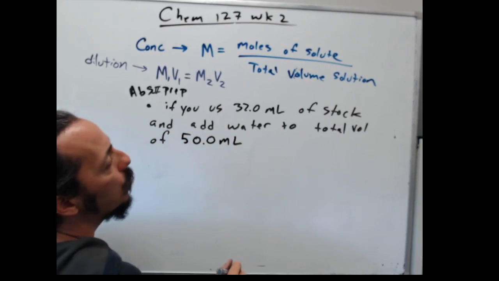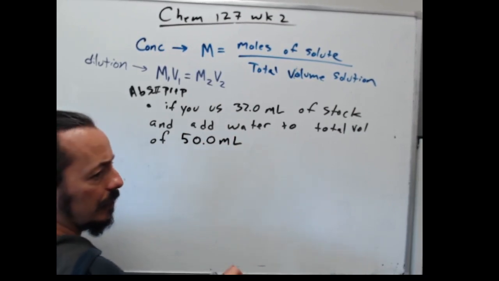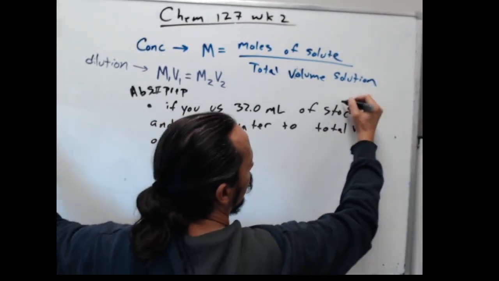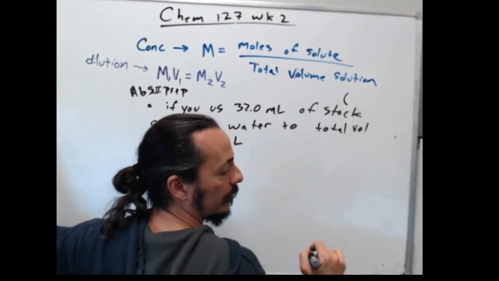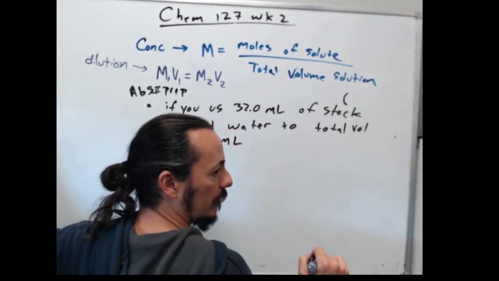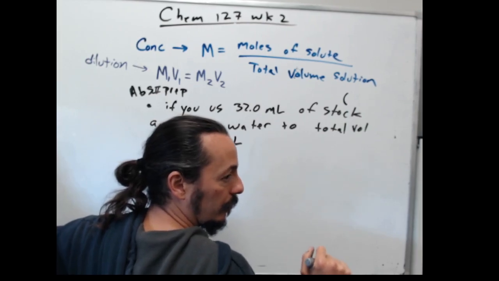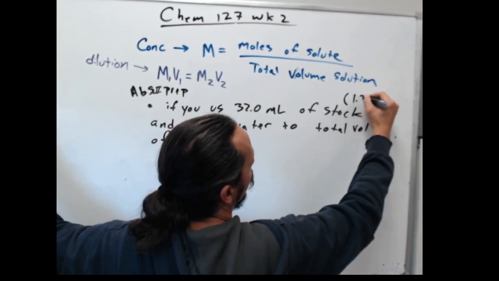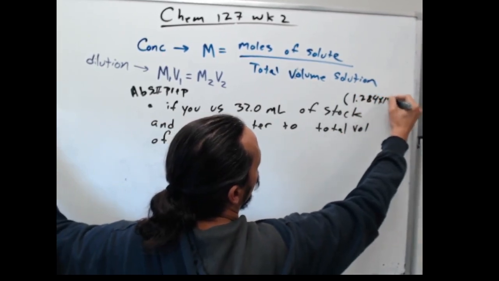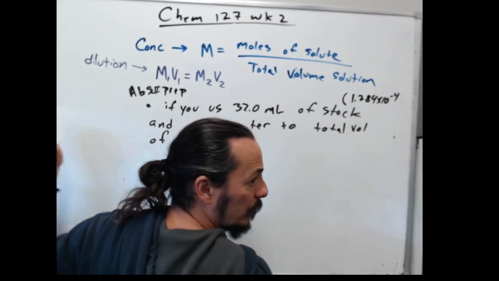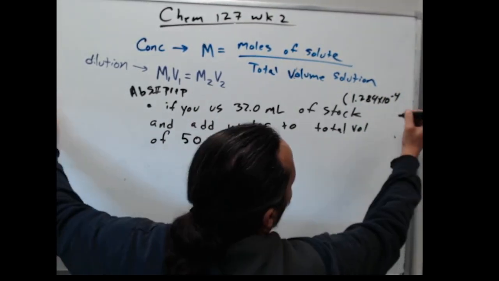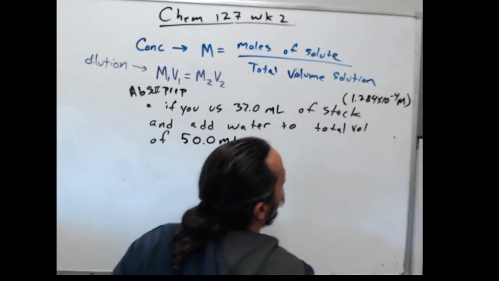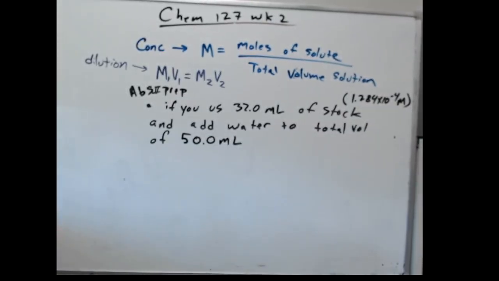Okay, so what was the concentration of the stock solution in the previous problem? It was, let me see, 1.284 times 10 to the negative 4 moles. Was that moles or molarity? Molarity, sorry. Molarity, okay, capital M. Important difference. So that's 1.284 times 10 to the minus 4 molarity. That's 128 micromolar. That's fine.